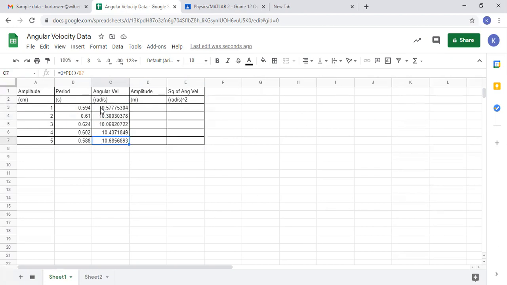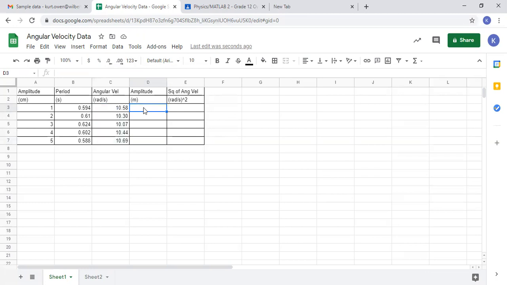Now, we have way too many digits. Okay, so I'm going to decrease decimal places a bit. That's plenty of digits. Okay, so we have the angular velocity in radians per second is staying very constant, right?